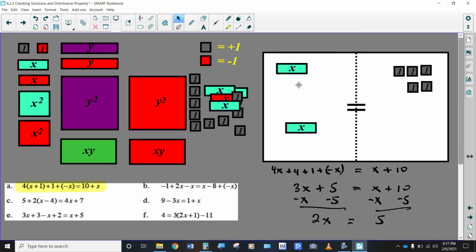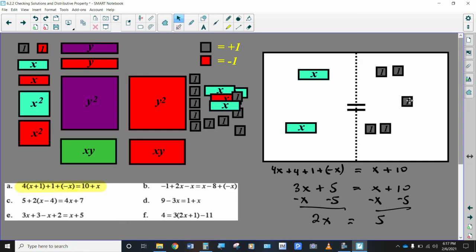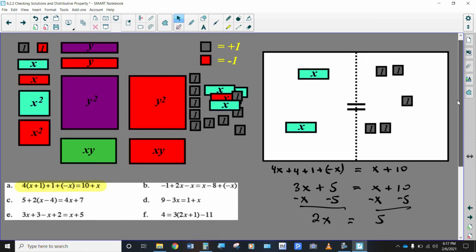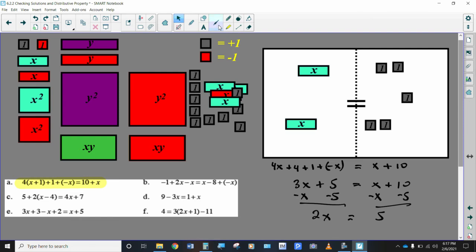Now this is where it gets a little bit tricky using the tiles, because when you try and evenly distribute all of these, you've got this guy that you have to cut in half, but we can't cut it in half. So that's where we know that x is equal to 2 plus half of one of these guys, 2.5. Okay, so let's check that and see if that works.